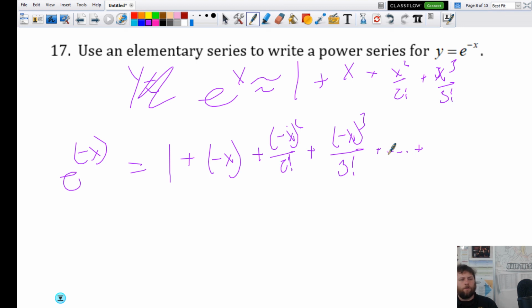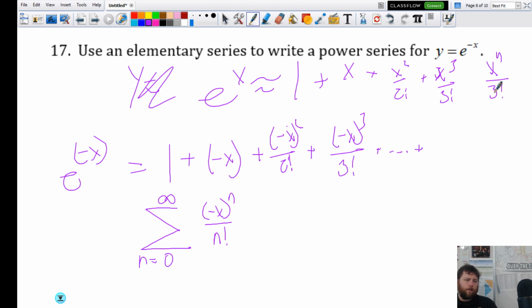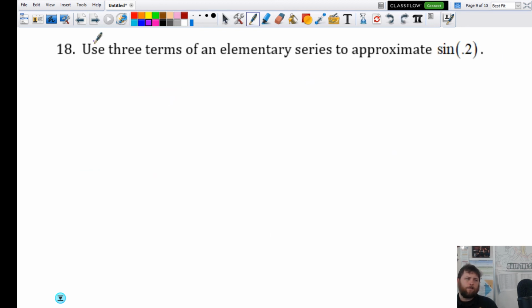Oh, we want to write that in summation notation, right? That's really what we're writing. So what does this pattern look like from n equals 0 to infinity? Basically look at the generic term. The generic term is x to the n over n factorial. So we can write negative x to the n over n factorial. Not 3 factorial, n factorial. You just write it like this. Done. That's all you had to do. That one's pretty simple. What's next?